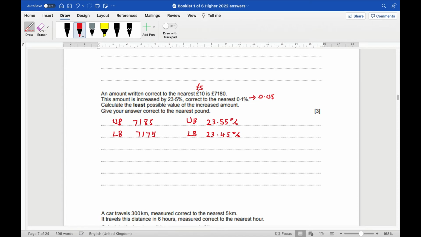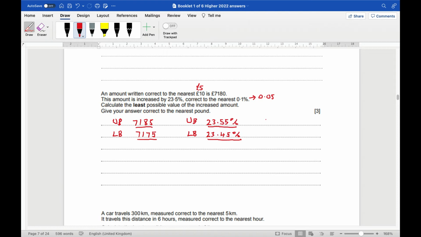Least possible value of the increased amount. Okay. Oh, that's not very nice, is that? Okay. So, in order to increase this by 23.5%, okay. Not very nice at all. But to get the lowest answer, you would multiply, wouldn't you? It's the number times the increase. So what you want is the biggest percentage on the biggest number will give you the highest answer here, or putting the lowest percentage on the lowest number will give you the lowest answer.